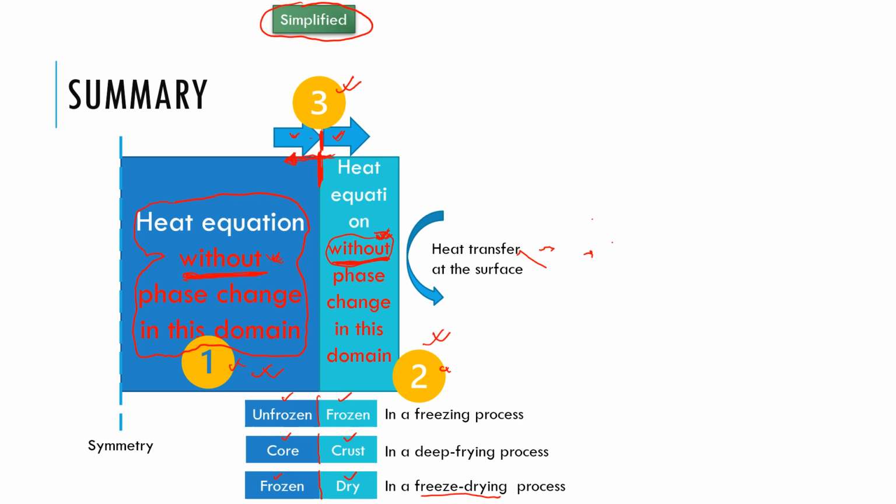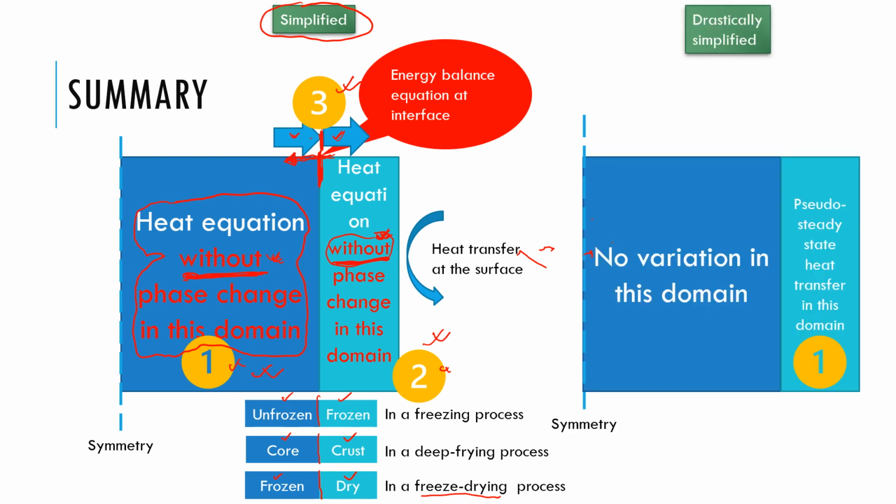Now we can have an even simpler version. Even simpler, so that's what I mean by drastically simplified. In this one, we ignore variation of temperature in the domain where phase change has not happened yet. So we ignore this, which means we don't even solve the equation there. So we have only one domain to solve, and of course we need to know the location of the interface.